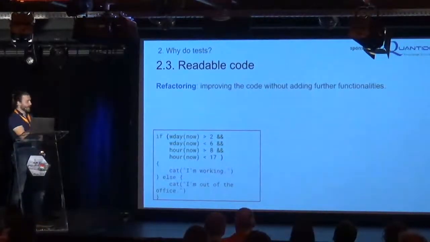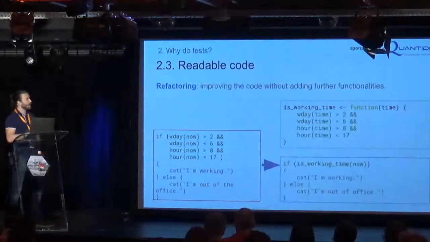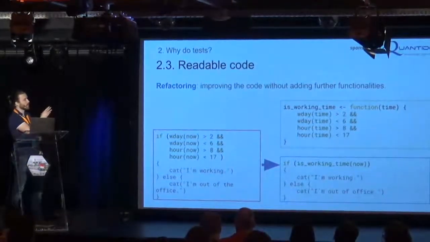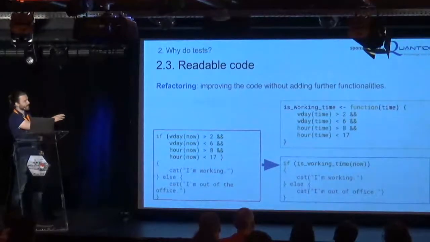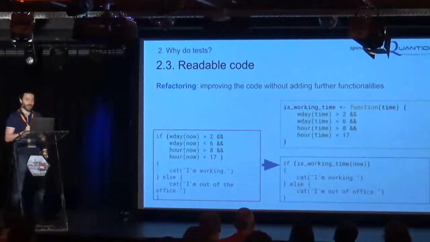In this case, we can wrap the condition in a new function. The function is working. And now the if statement on the right-hand side is self-explanatory. Nothing is changed in the functionality of our code.